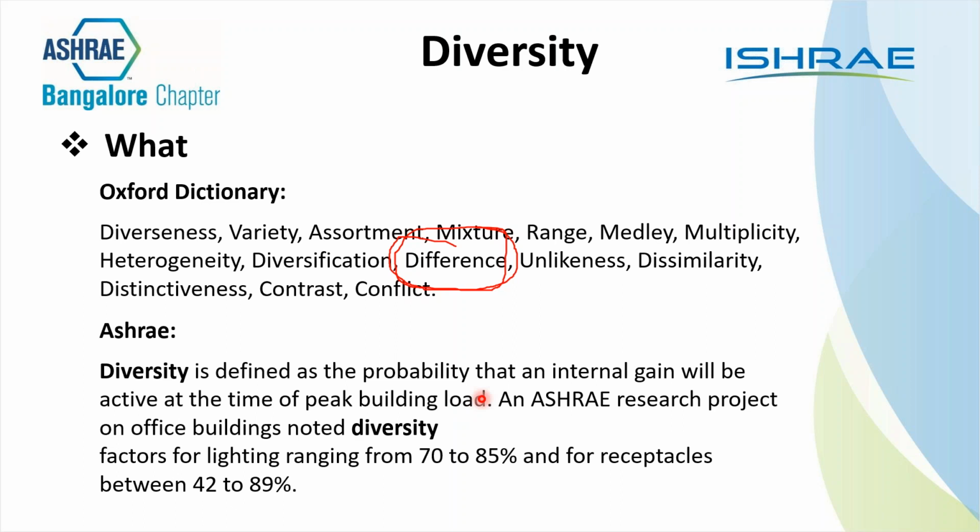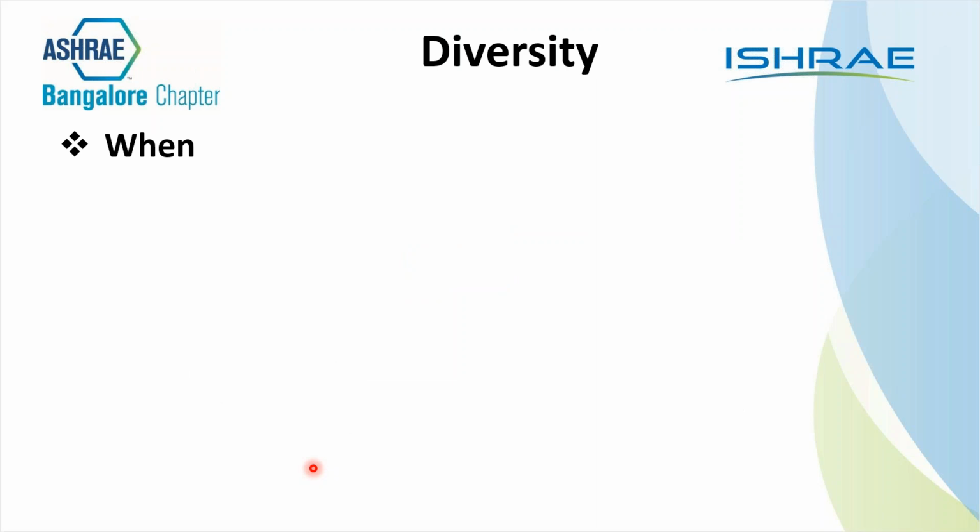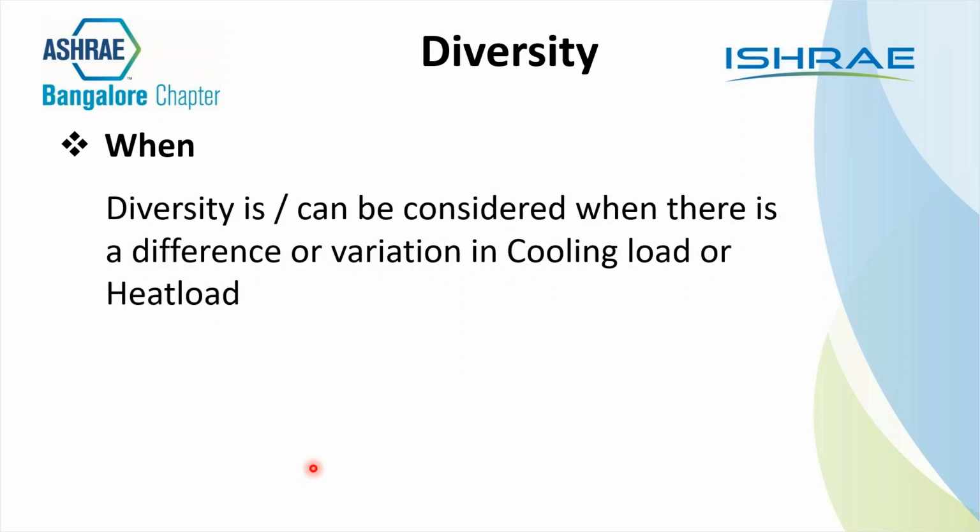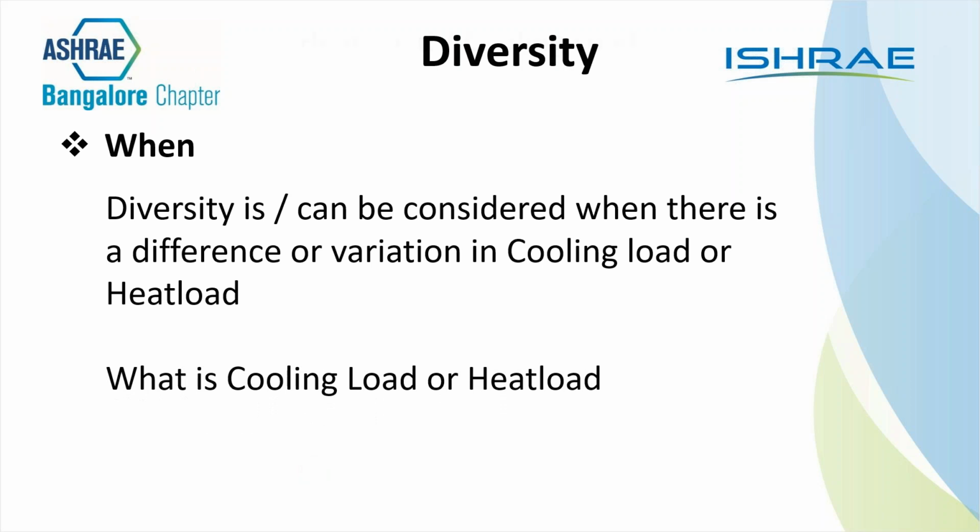building load. So ASHRAE has noticed that in an office building, there is a lot of diversity. That means your peak load is not constant. There is variation in the load, and that variation in load ranges from 70 to 85% and always between 42 to 89%. Now let us try to understand this in more detail. Diversity can be considered when there is a difference in variation in cooling load or heating load. Then, what is cooling load or heating load?